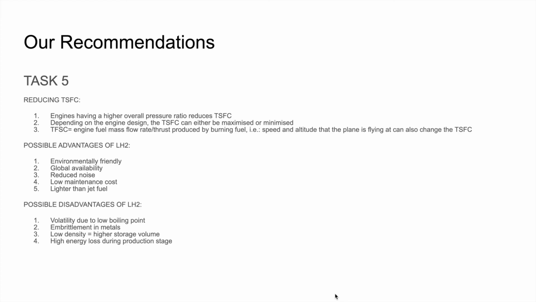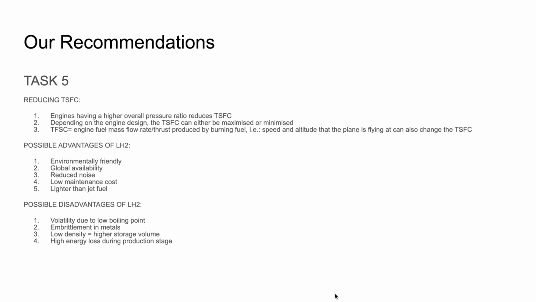And on slide 7, we can see ways of reducing the thrust-specific fuel consumption. The first way is to have engines with a higher overall pressure ratio. Secondly, depending on the engine design, the TSFC can either be maximized or minimized. Also, the thrust-specific fuel consumption is the engine fuel mass flow rate divided by the thrust produced by burning fuel. So therefore, the speed and altitude that the plane is flying at can also change the thrust-specific fuel consumption.